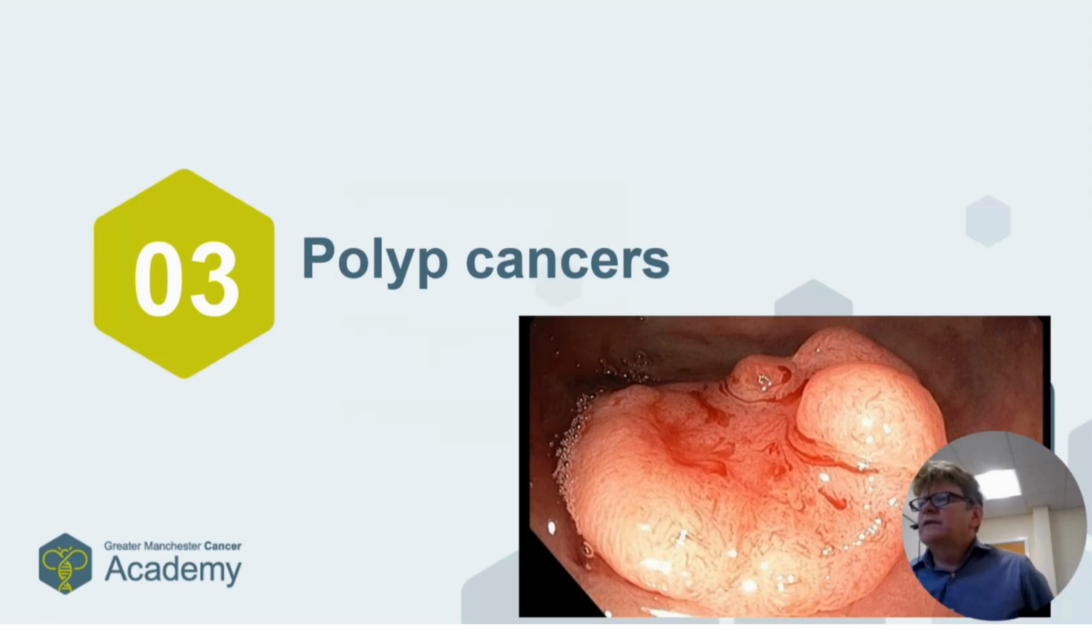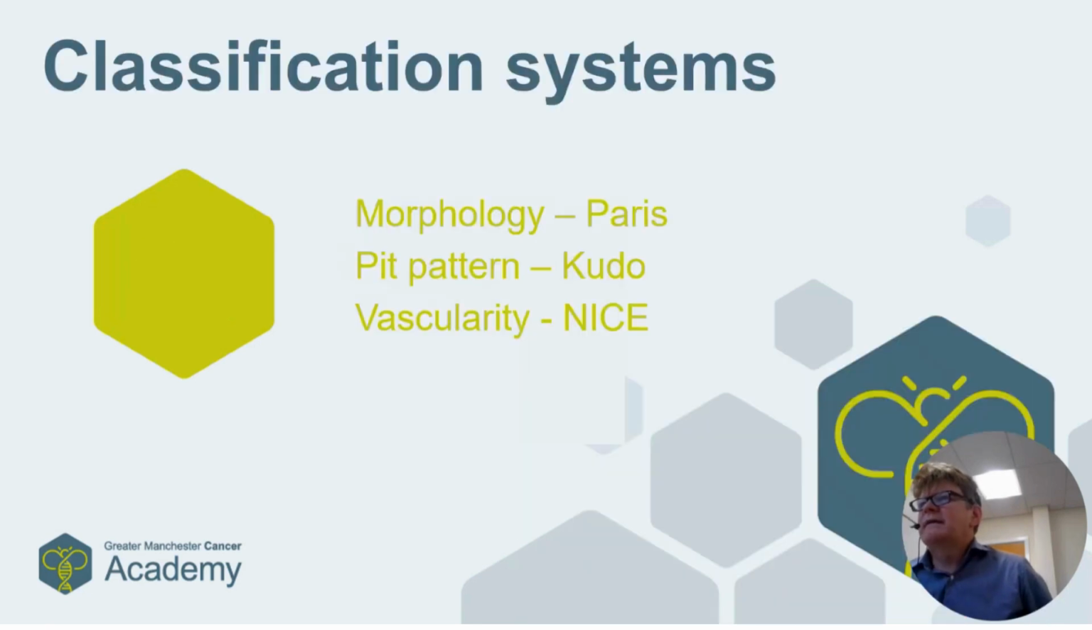The next thing I want to discuss is how we identify polyp cancers. How is it that when we look at a polyp, we can be confident that it is not yet a cancer, or in cases where we do see a polypoid cancer, how do we know that there is a cancer present? Well, to do that, we blend together three things, really: the morphology, the pit pattern, the vascularity. And there are objective criteria for determining how we describe each of these. Paris for morphology, Kudo for pit pattern, and NICE for vascularity, and I'll go through each of them in turn.